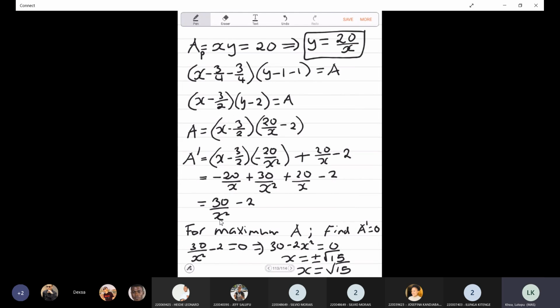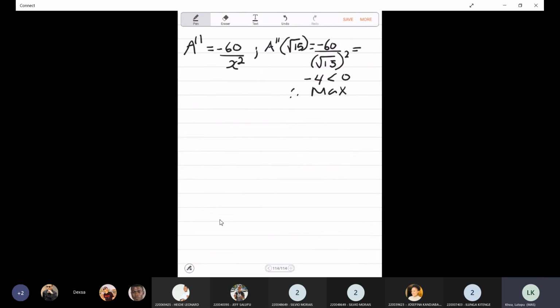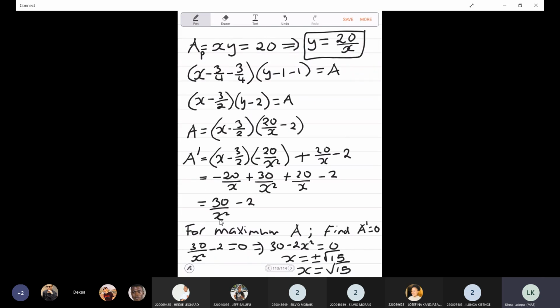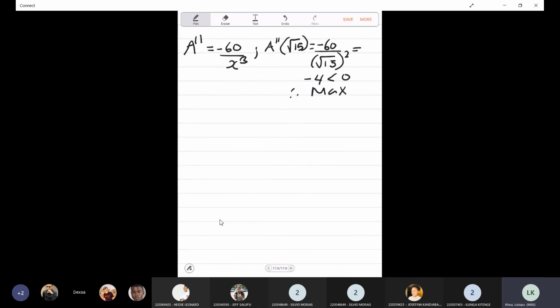Why do I have this as squared? It should be to the power of 3. Let me just see. Okay, yeah, it is to the power of 3, but our answer will still be negative. It won't be minus 4.